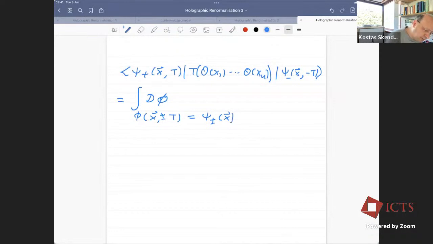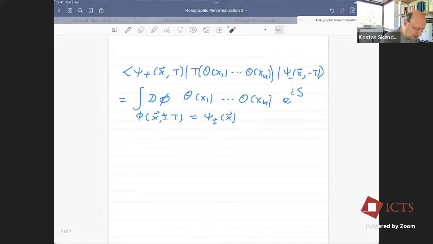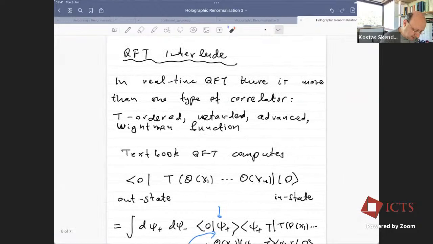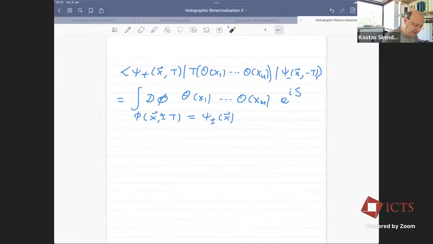And then you do the usual path integral. Oh, sorry, I didn't put the insertions. So the path integral, if you do the insertions, automatically produces time ordering, and the boundary conditions here specify the initial and the final state. Of course, we're not really interested in the states themselves. So this object over here, you can obtain by using a Euclidean path integral.